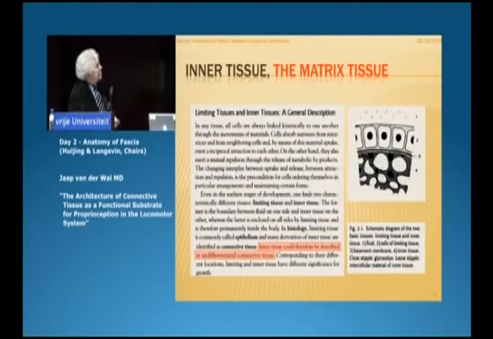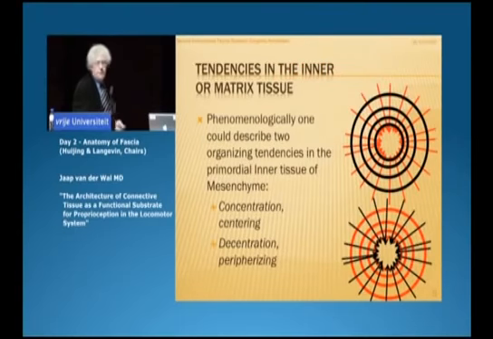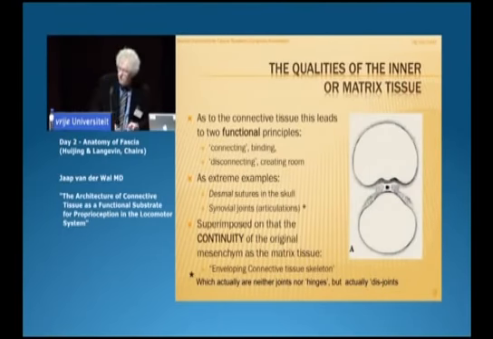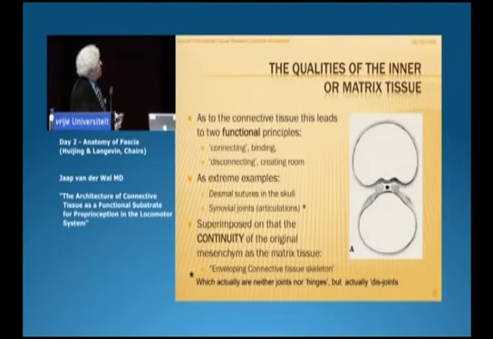But if you look at the embryo and you see what happens in connective tissue, what happens in the inner tissue, you might see 2 tendencies. One tendency you might paraphrase as connecting, and the other is disconnecting, shaping space, centering, or peripherizing. Let me give you some examples. The connective tissue may exhibit 2 functional principles. It might cause connection, binding, bringing parts of the body together, like blood vessels and connective tissue strands in the embryo very often do.